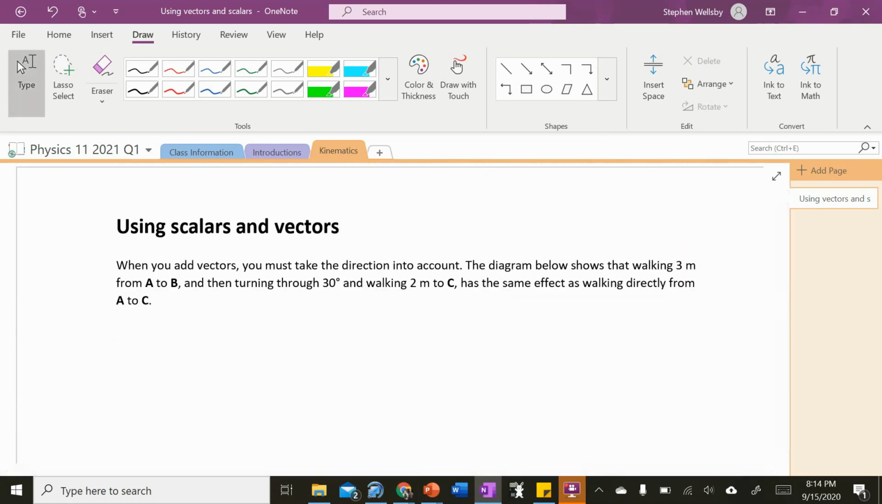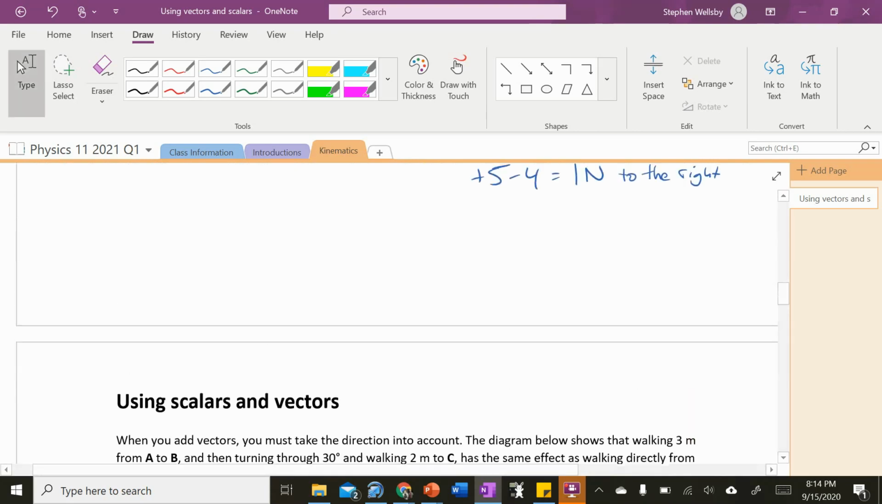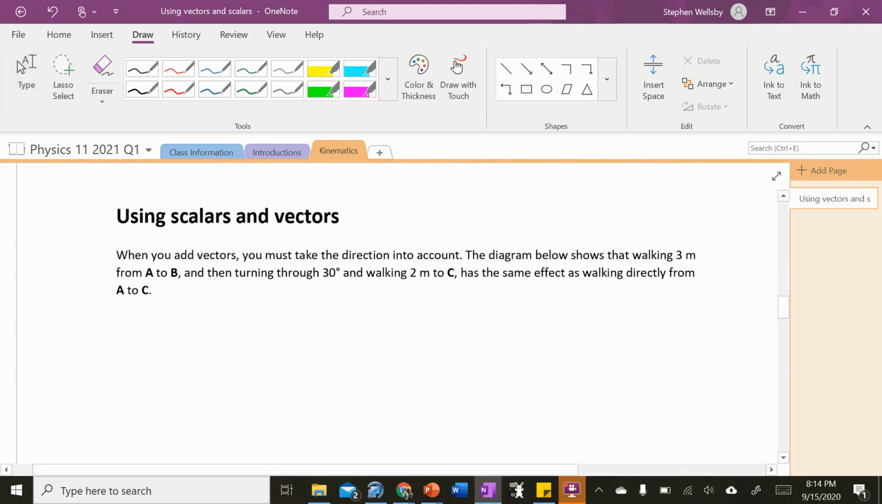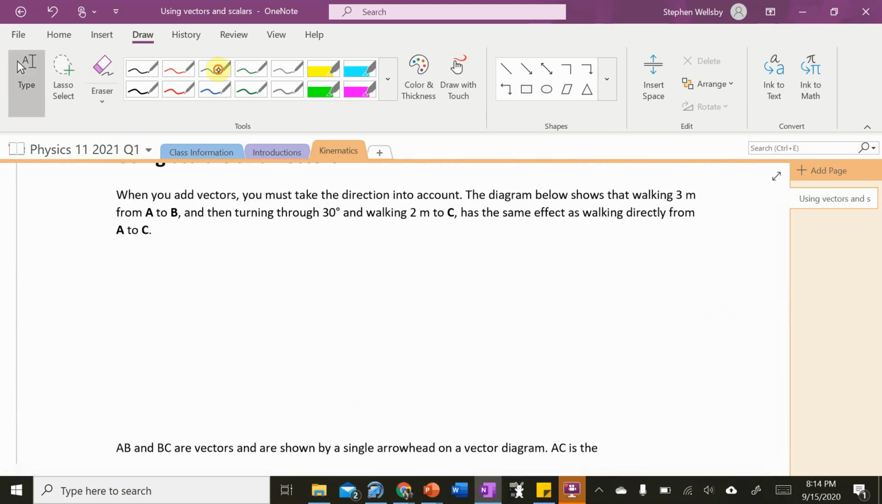So we've done an example where there are two forces that are parallel to each other, one to the right, one to the left. Well, what happens if I add vectors where they're not in the opposite direction or the same direction? So let's take a look at this example here. I'm going to take direction into account. Sorry, this is a typo. That should be 90 degrees.